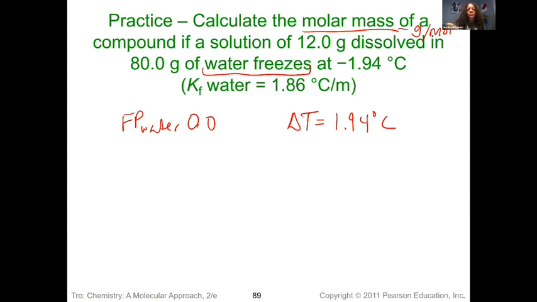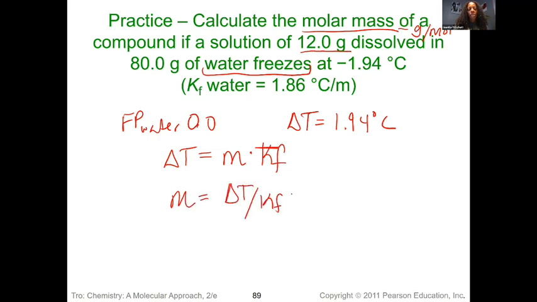We have the mass, right? It's telling us 12 grams, but what we don't know is how many moles that's compared to. So we can get there by taking advantage of the fact that this change in temperature is equal to the molality times that Kf value. The reason we want to use that is because, well, molality we know involves moles. And so if we could get in there and tease out that unit, we would be in a good position. And so now if we're solving for our molality, the molality would equal the change in temperature divided by our Kf value. And so that would be 1.94 degrees Celsius divided by 1.86 degrees Celsius per molal.